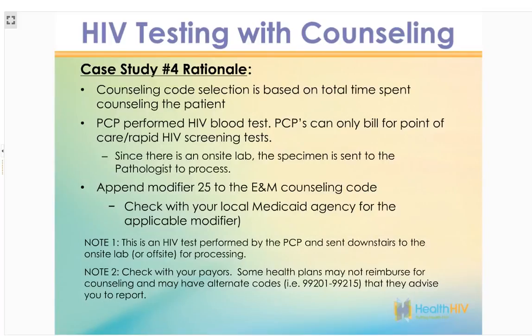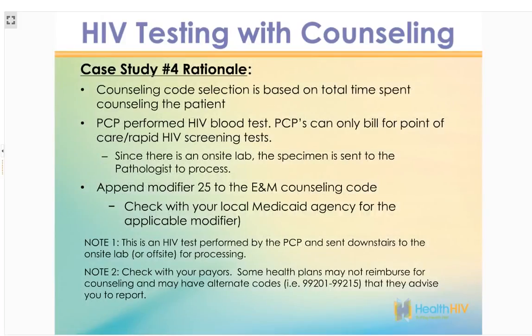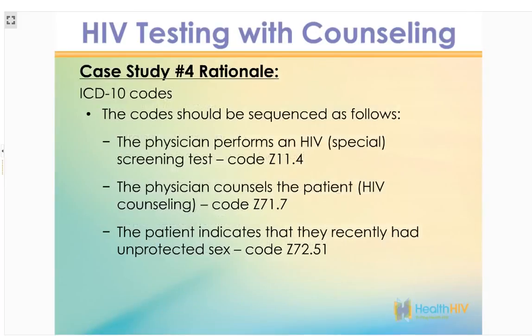So here's the rationale. 99402 was a patient came in for a blood test. There was a counseling, and the counseling code should have been on that slide, so I apologize, but there's your counseling service, 35 minutes of counseling. Your modifier 25 was on the counseling service code, and you have your diagnoses codes, Z11.4, Z71.7, Z72.51.